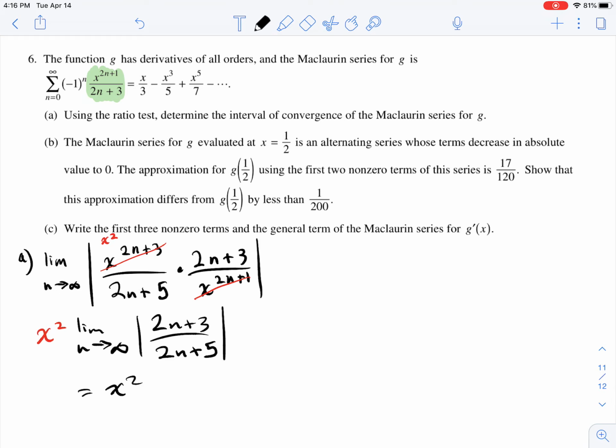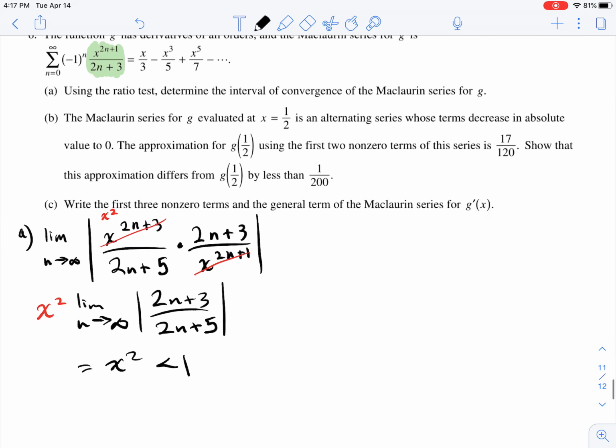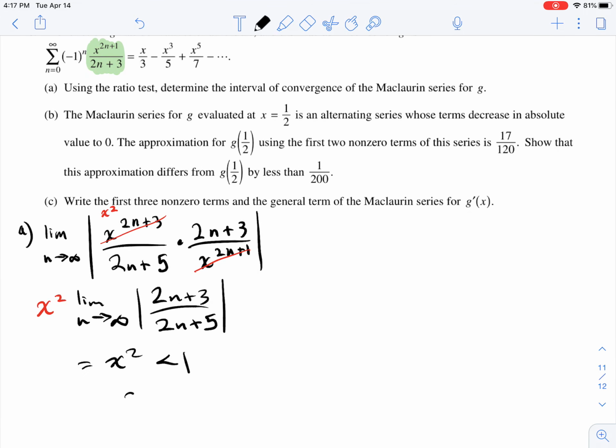Now, an interval of convergence occurs when the result of the ratio test is less than 1. So ask yourself, when is x squared less than 1? Well, x squared is less than 1 when x is less than 1 and greater than negative 1. And if you're having a hard time visualizing why that is the case, just think about the graph of the parabola x squared and see for what values of x that parabola would be less than 1.